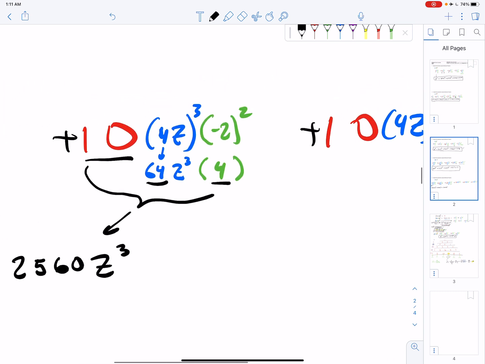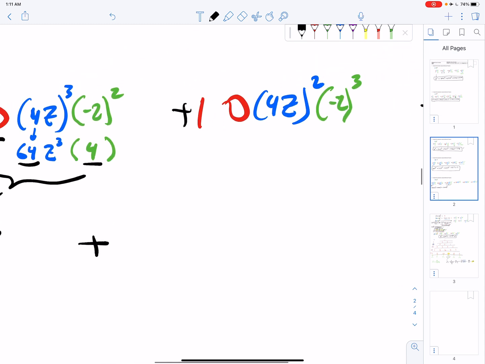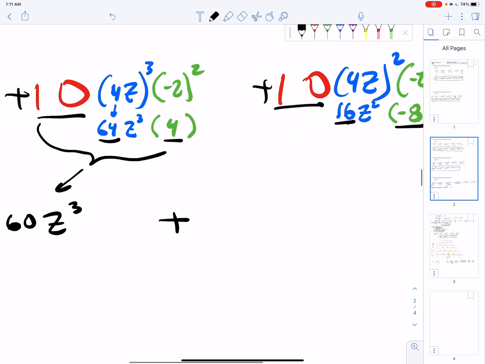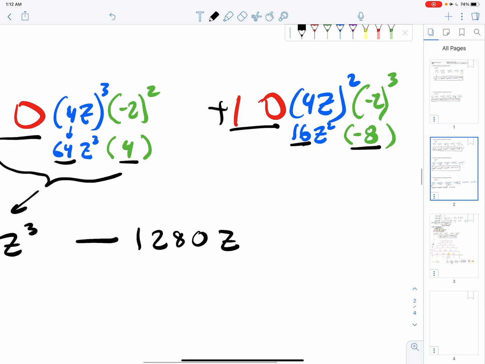Okay. I'm going to stretch this out so it kind of matches up with what I'm working with above. In blue, I've got 4 to the second, which is 16, z to the second, which is z to the second. Now be careful. In green, I've got negative 2 times negative 2 times negative 2, which is negative 8. It's going to cause this whole term to be negative. So on this particular problem, I basically have 10 times 16 times negative 8. Well, that's going to give me a negative 1,280 z squared.